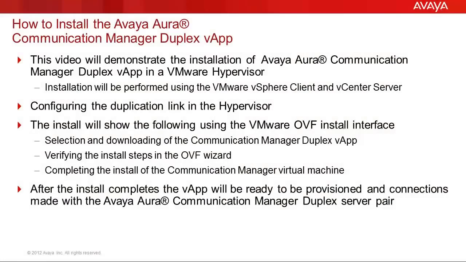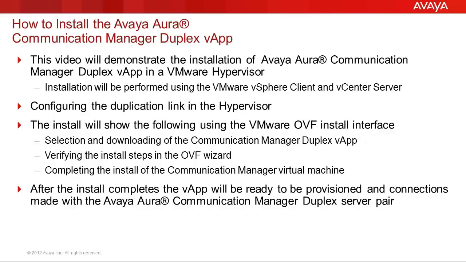The video you are viewing will demonstrate the steps to install the Avaya Aura Communication Manager Duplex Server VApp into a VMware hypervisor. The steps demonstrated will be performed using the vSphere client and the vCenter server to perform the administration. The OVF wizard will be used to install the Communication Manager OVA file. That wizard will perform the provisioning of the network storage, defining the network interfaces to be used, and the management of the install. We'll look at the configuration of the CM duplication link setup.